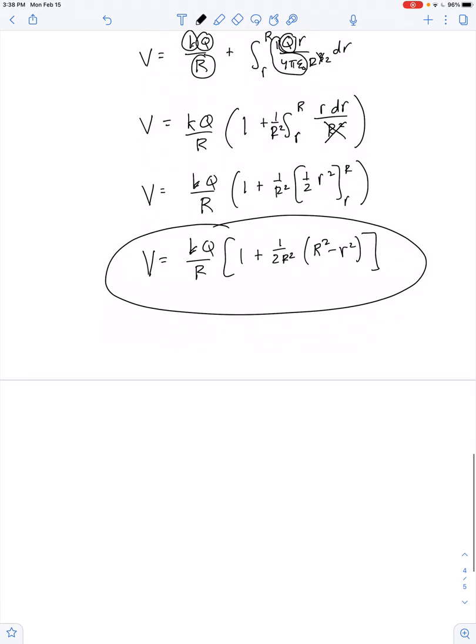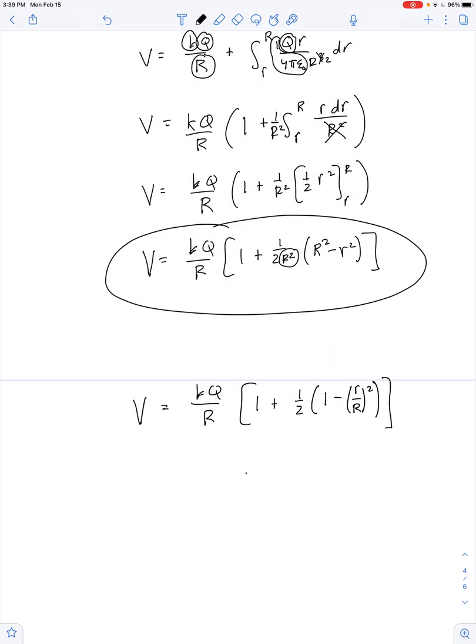Now let's double check something. Let's make this look a little better. Let's distribute this R squared. How about that? So V equals KQ over capital R times 1 plus 1/2 the quantity 1 minus lowercase r over capital R quantity squared. A lot of brackets here.